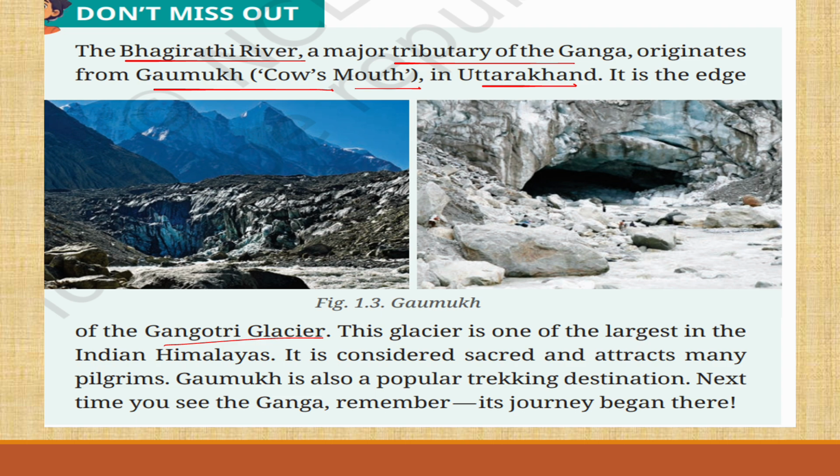Gomukh is actually the end of a huge sheet of ice called the Gangotri glacier. This glacier is one of the largest in the Indian Himalayas. It is considered sacred and attracts many pilgrims. Many people consider this place a sacred place, and it attracts many pilgrims.